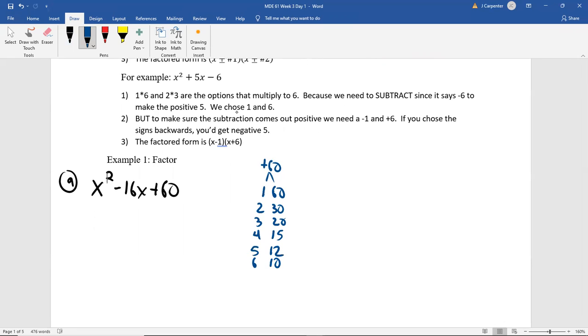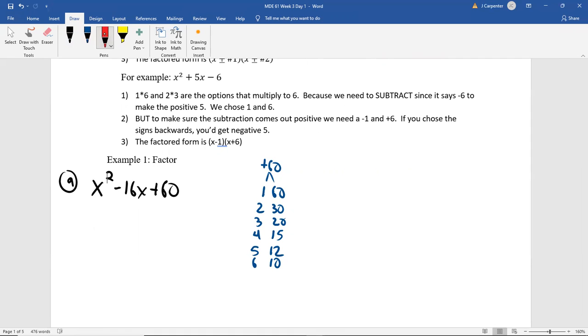That's how I can get my products really quickly and easily. Does 7 go into 60? No. 8, no. 9, no. 10, yes. But we already did the 10. It was 10 times 6. So that's how I know I'm done. If I don't go in an order, I might miss the 3 and the 20. I might miss the 5 and the 12. It's easy to miss something.